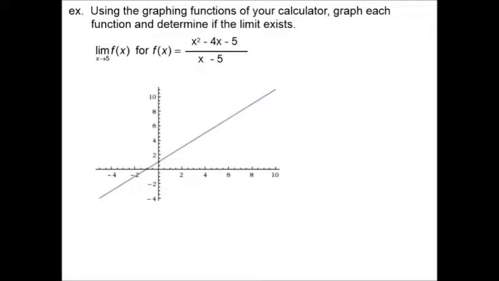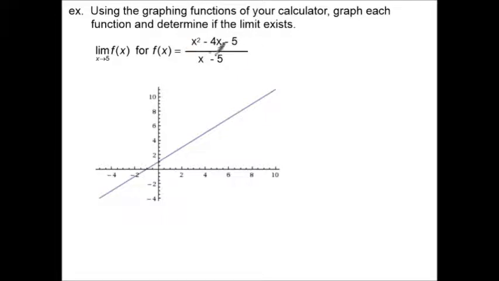Alrighty, so let's start using our calculators a little bit, see if they can help us out and see if we can interpret what they're giving us. We want to use the graphing function of our calculator to graph each function here. We're going to do a few examples like this and determine if the limit exists. So we're going to evaluate the limit of f of x as x approaches 5 for this function right here. Of course we type this in our calculator and graph it, and we get something that looks like a line. Hopefully that's not too mysterious if you remember our rational functions.